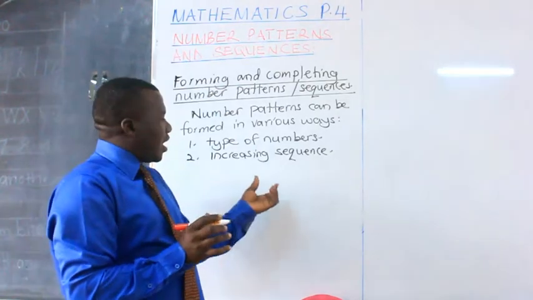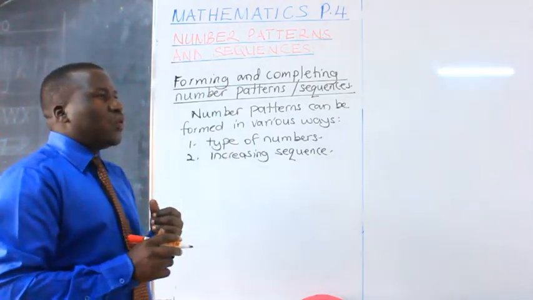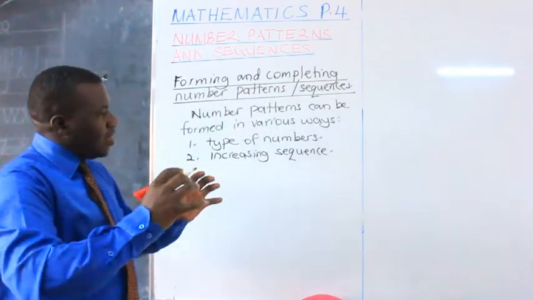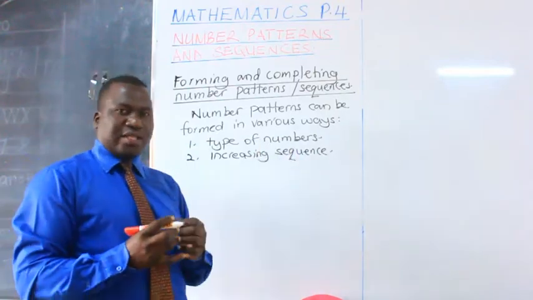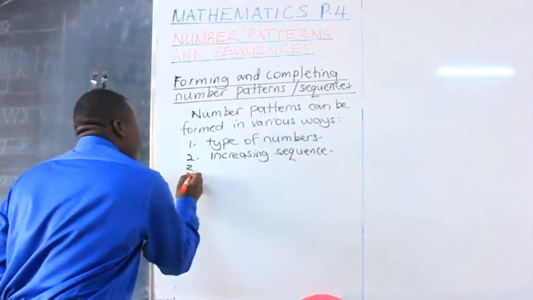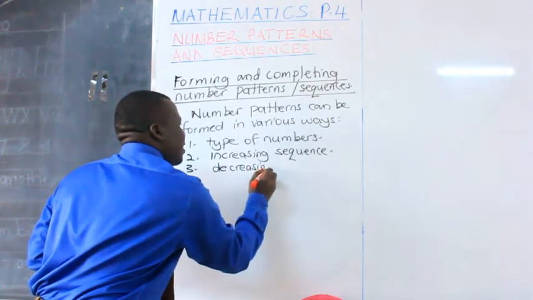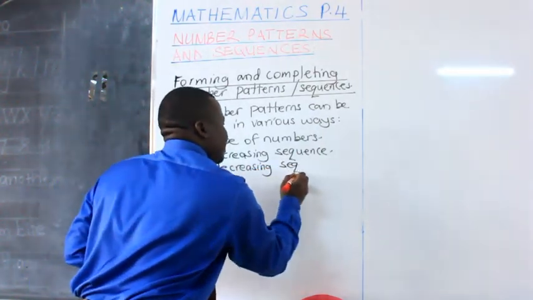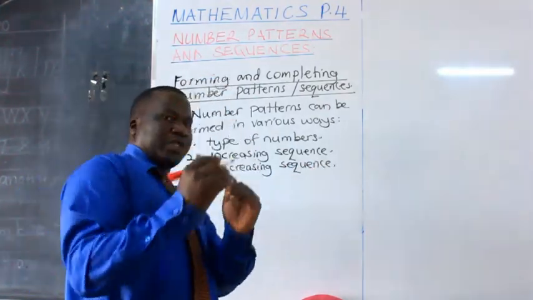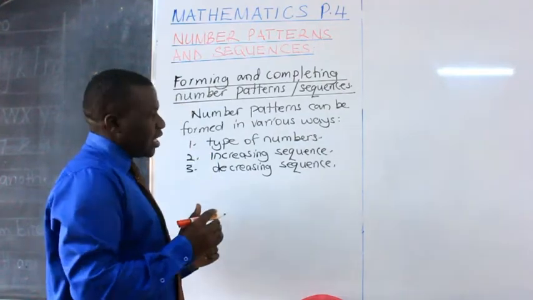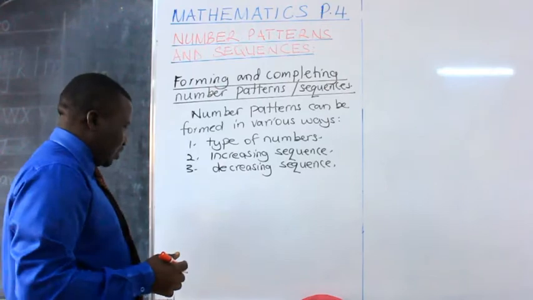Okay? So you can have like 2, then you go to 6, then you go to, you know, 8. So they are increasing by a certain number. So they are what you call an increasing sequence. Then there is what you call a decreasing sequence. Okay? Here the numbers are reducing. The numbers are reducing. So there is also that number sequence. As in our examples, you will see them.